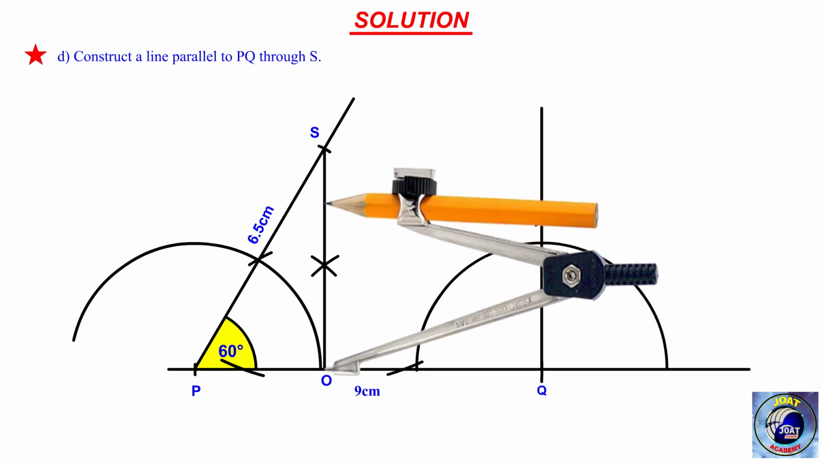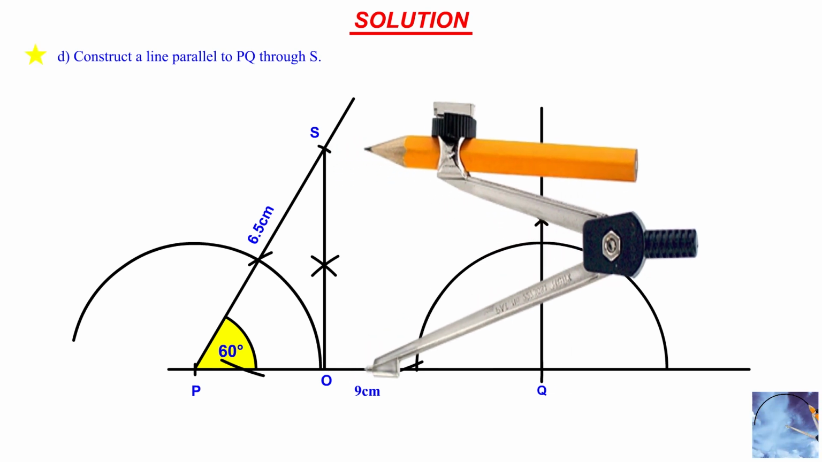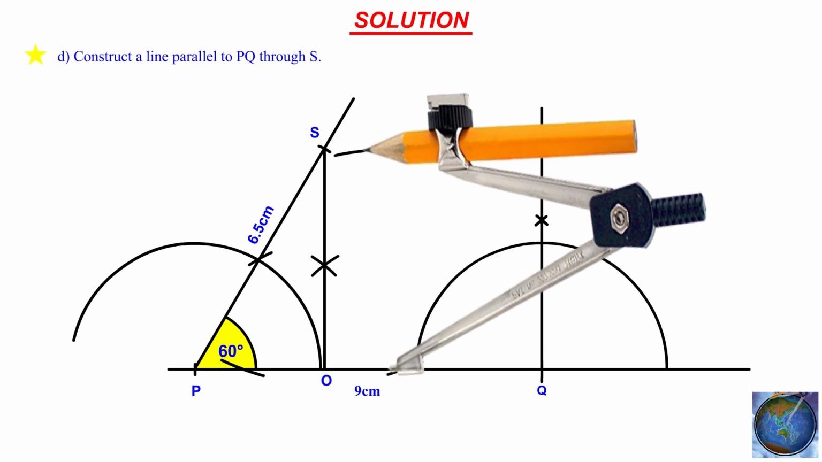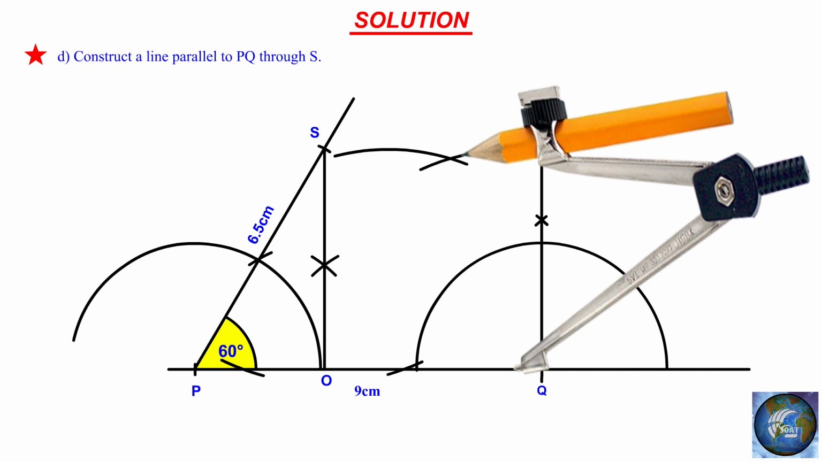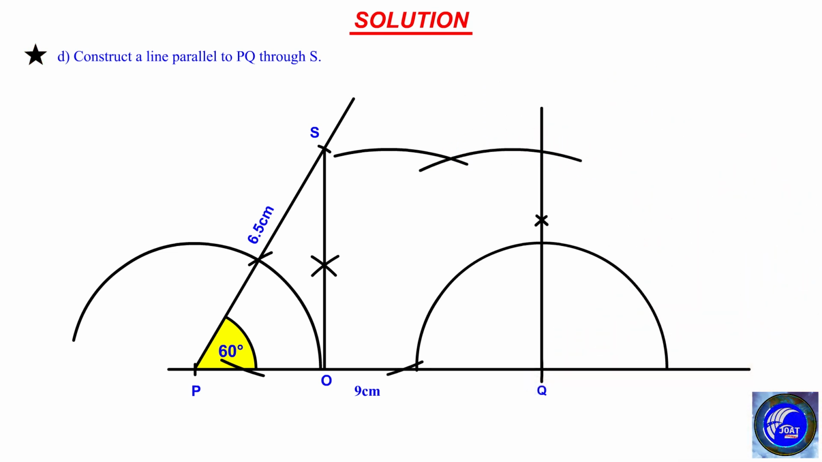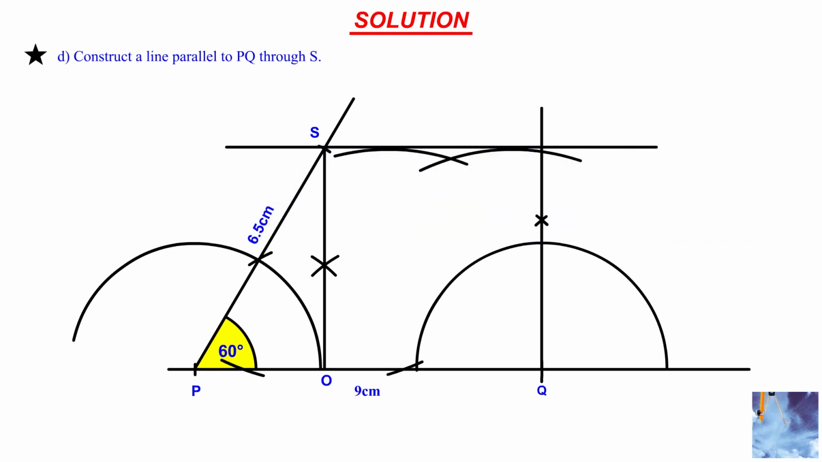Using this radius, draw arcs by stepping at different points on the line PQ. Draw a line to pass through the apex of these arcs and point S. To get the parallel to PQ through point S, this parallel line will meet the perpendicular line through point Q at R.